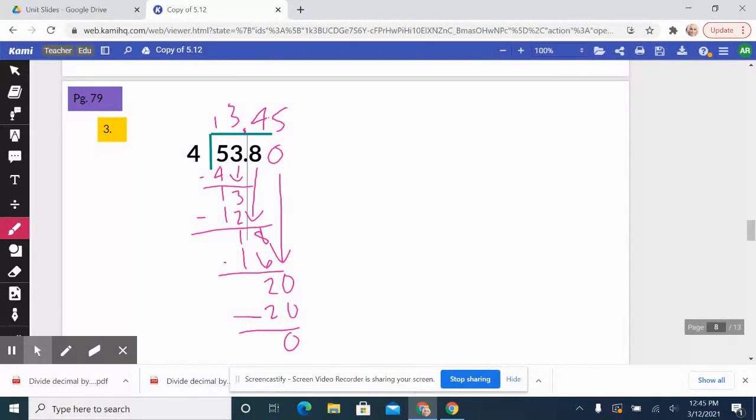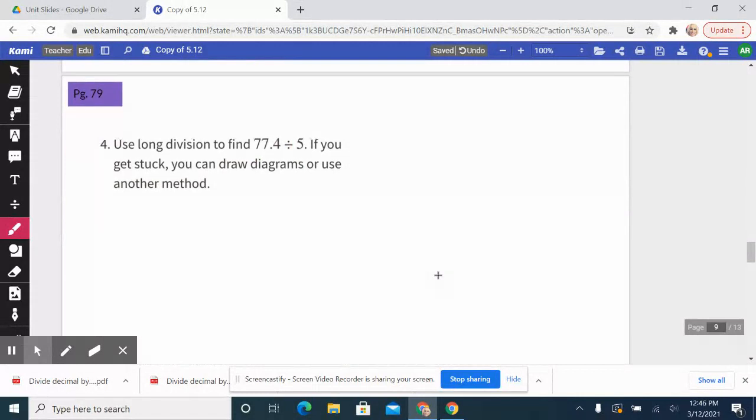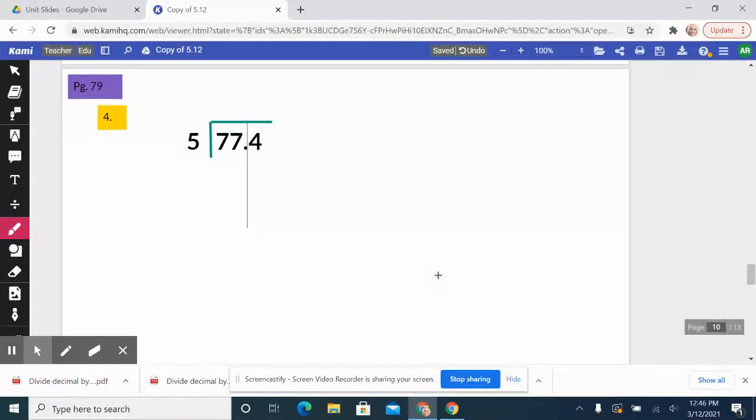So please make sure that you copied all this down. Okay, now you're on the same page, but I'm going to do number 4, 77.4 divided by 5. Now remember, your decimal sits there, bring it up. That's exactly where it's going to go in your answer. And then from there, you just do your math. So 5 goes into 7 one time. 1 times 5 is 5. And then you do 7 minus 5, and you get a 2. Bring down your 7.